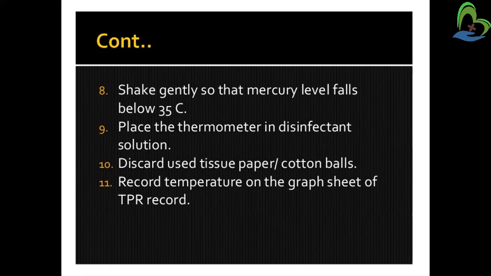Now discard used tissue papers and cotton balls. We have to discard all the tissue papers or cotton balls that have been used to clean the thermometer, and then we have to record the temperature on the graph sheet of the TPR recording. After completion, we record the temperature that we have assessed during the procedure on the graph sheet or the patient's record, where the temperature is noted in the sheets or the file.